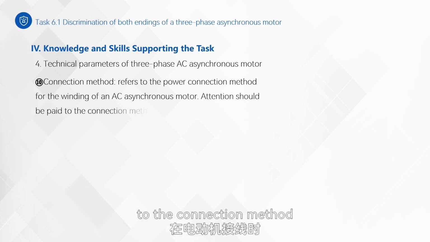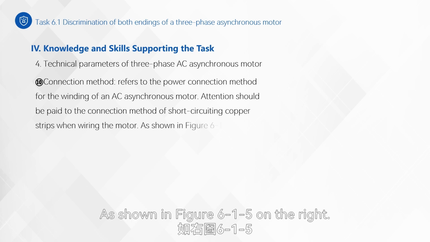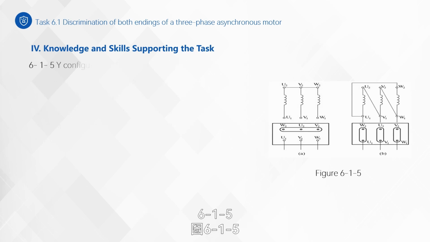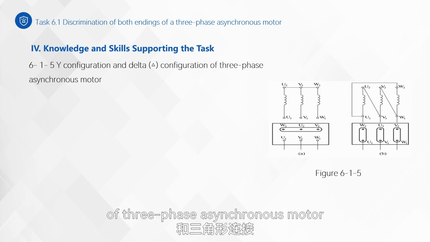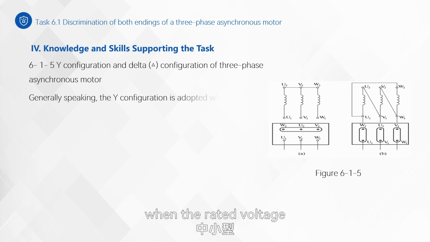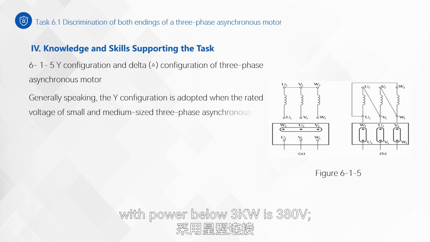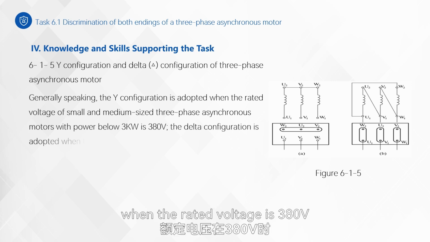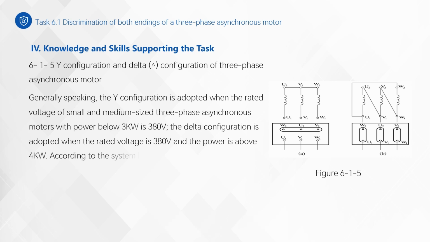Attention should be paid to the connection method of short-circuiting copper strips when wiring the motor. As shown in Figure 6.1.5 on the right. 6.1.5 Y configuration and delta configuration of three-phase asynchronous motor. Generally speaking, the Y configuration is adopted when the rated voltage of small and medium-sized three-phase asynchronous motors with power below 3 kW is 380 volts. The delta configuration is adopted when the rated voltage is 380 volts and the power is above 4 kW.